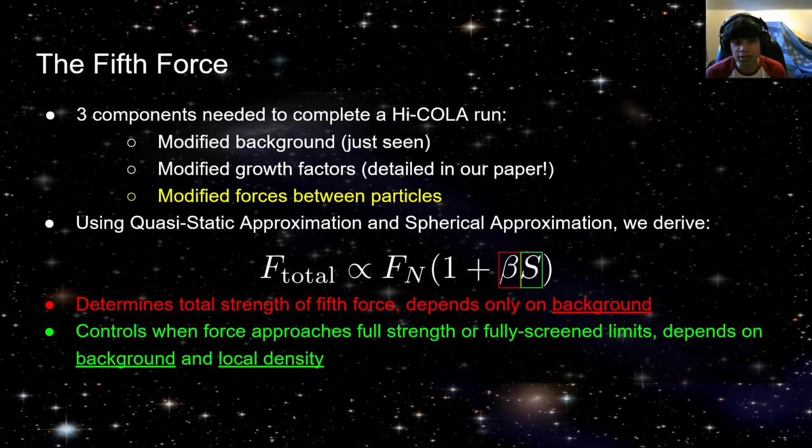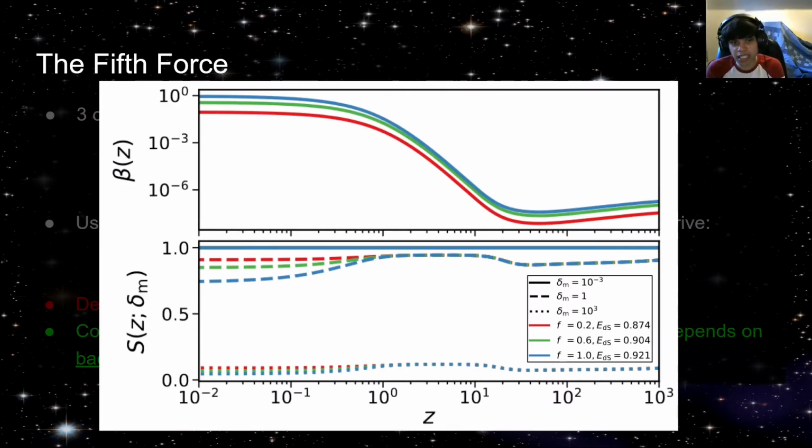This is a term that controls when the total force approaches full strength or if it looks fully screened. And S depends not only on the background but also on the local density. So this is how the screening mechanism is manifest in the HiCOLA simulation. It comes through via this S term. So you might be curious as to what beta and S look like, perhaps for a cubic Galilean, and I can show you. So here we have the curves for beta and S as functions of redshift, and also in the case of S, we've chosen some values of the density so that we can just plot it as a function of redshift.